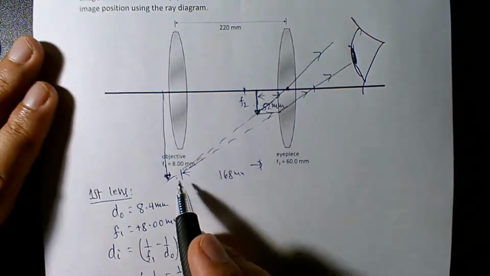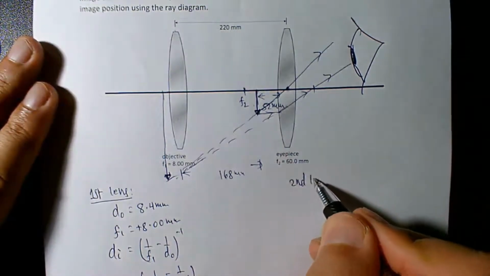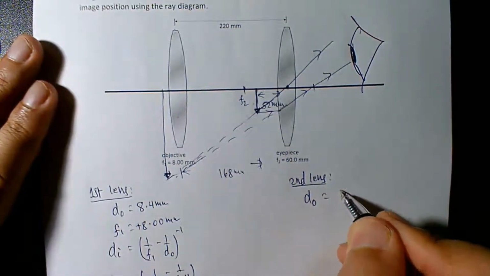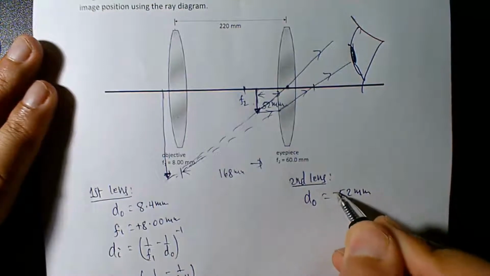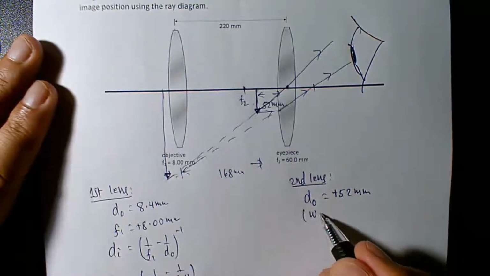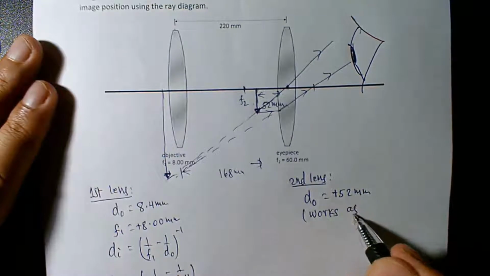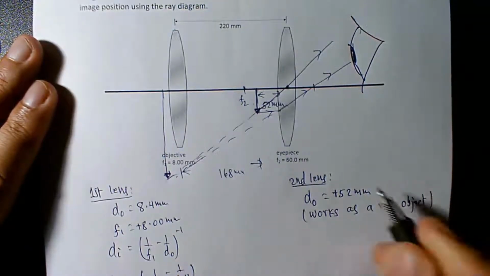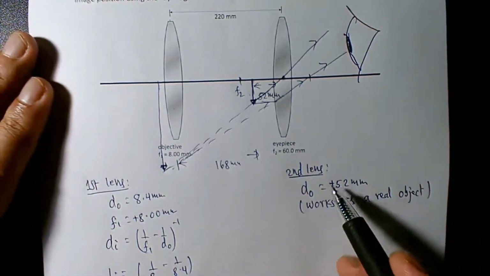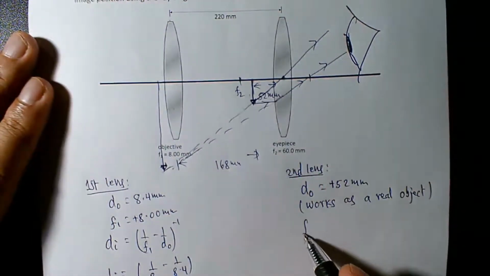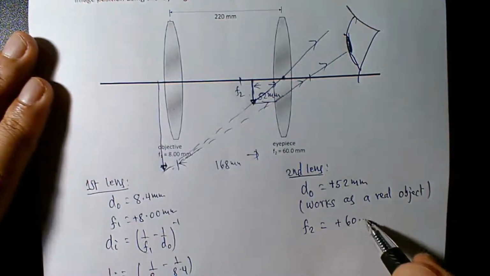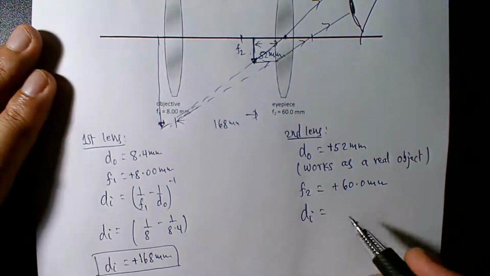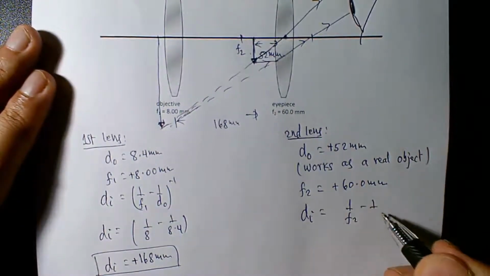And let's find the final position. For the second lens, which is the eyepiece, the object distance is 52 millimeter, and it works as a real object for the eyepiece. So it's positive because it's in front of the lens. Then its focal length is 60 millimeter, given. So the very final image position is again given by this lens formula.